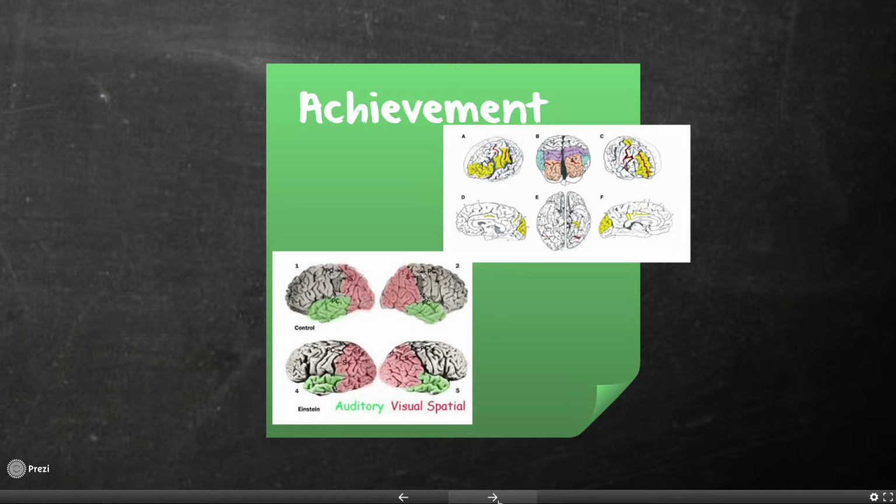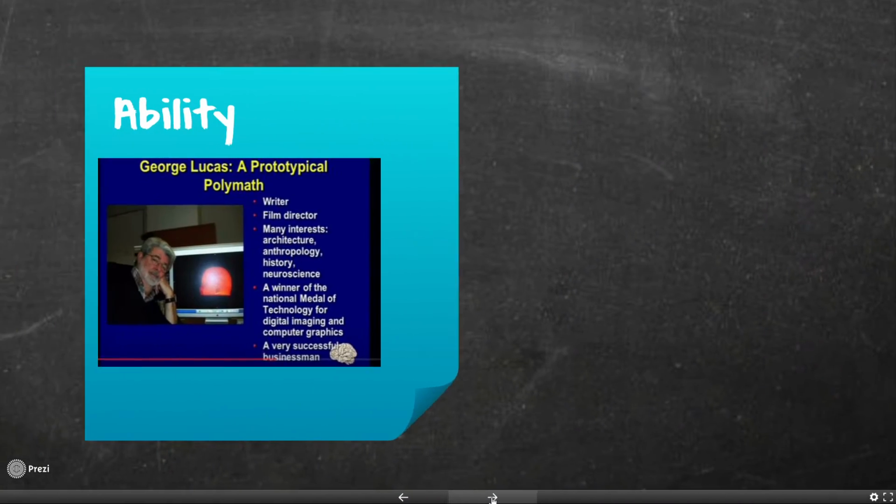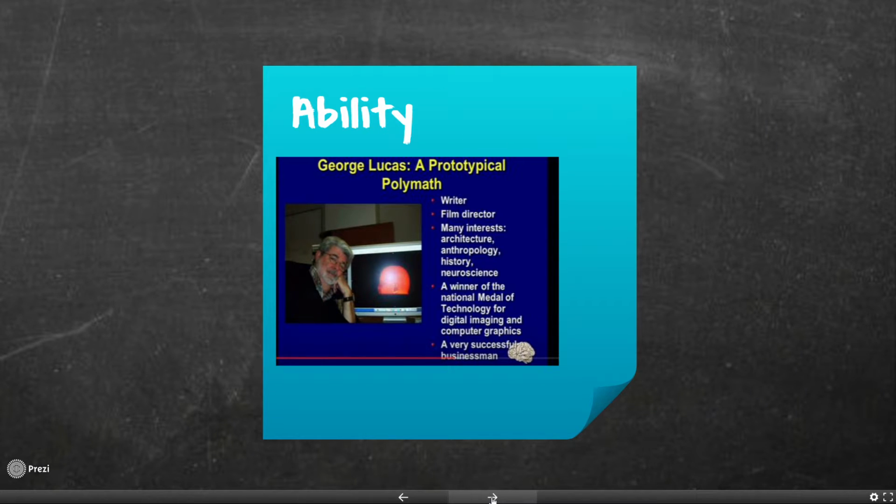For the area of achievement, I looked at Albert Einstein's brain and found some really neat information on how his brain was functioning. You see in this image here, his frontal lobes are much larger than what is typically seen and more developed, but also that in this image of a control brain as compared to Einstein's brain, the auditory areas of the brain were much smaller than the visual spatial, which is very telling of how Albert Einstein thought about things and learned.